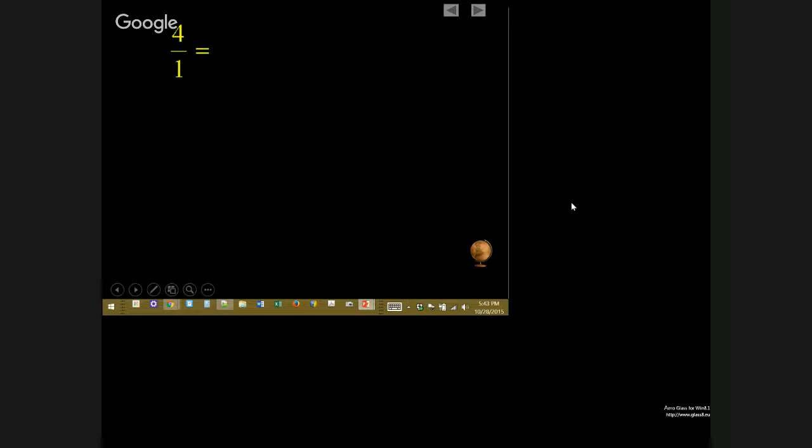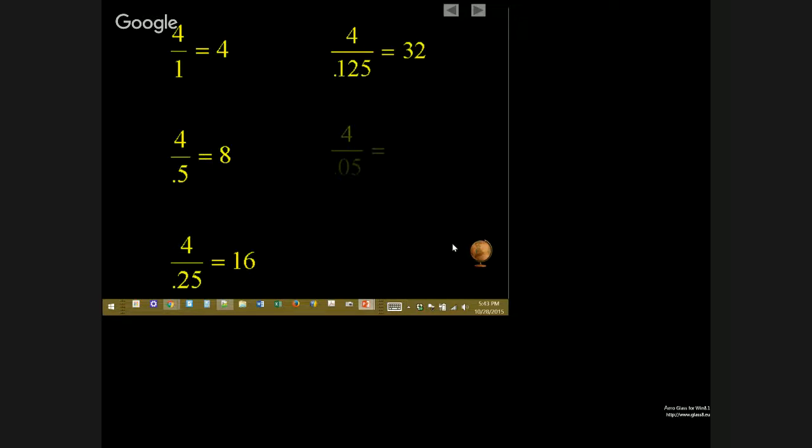We divide 4 by 1, we get 4. Now what I'm going to do is cut the denominator in half each time. So this time, let's divide 4 by 1/2. Half of what is 4? 8, right? And if we cut it in half again down to a quarter, now the answer is going to double again. So if you keep making the denominator smaller, the answer is going to get bigger. And if you do it again, now you're up to 32. And anyway, it's going to keep getting bigger and bigger.